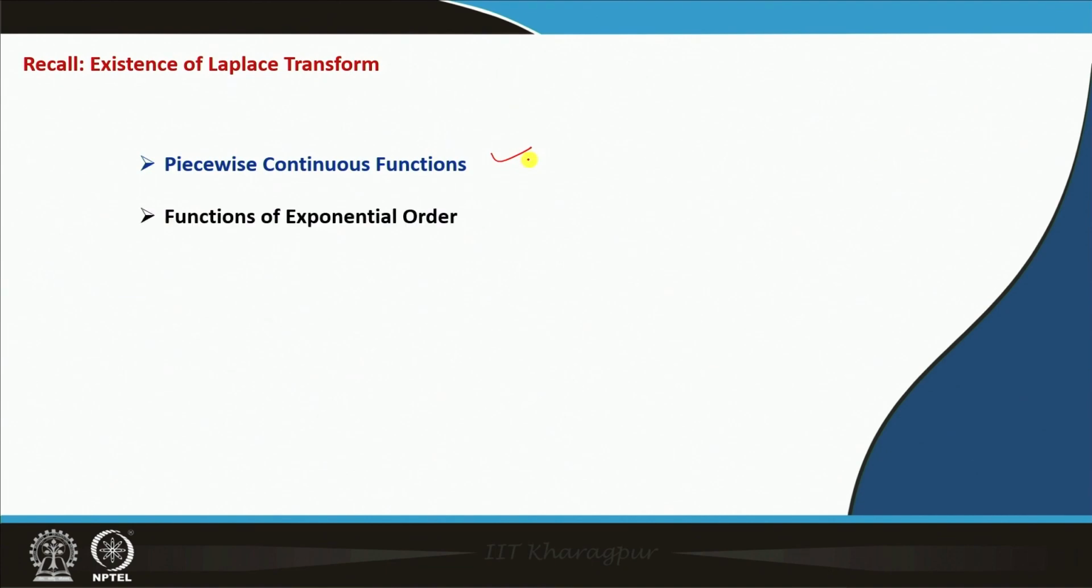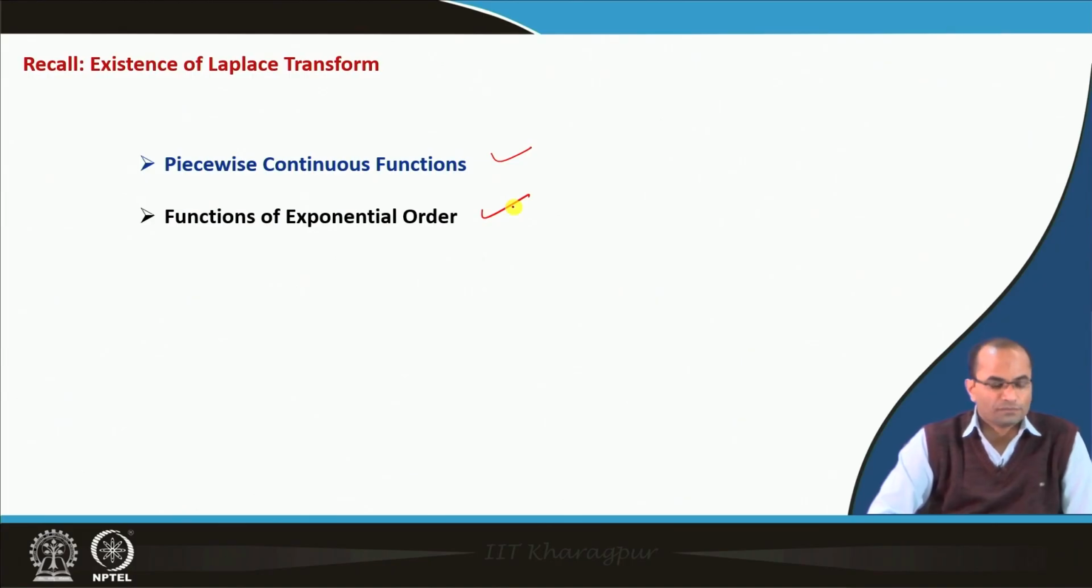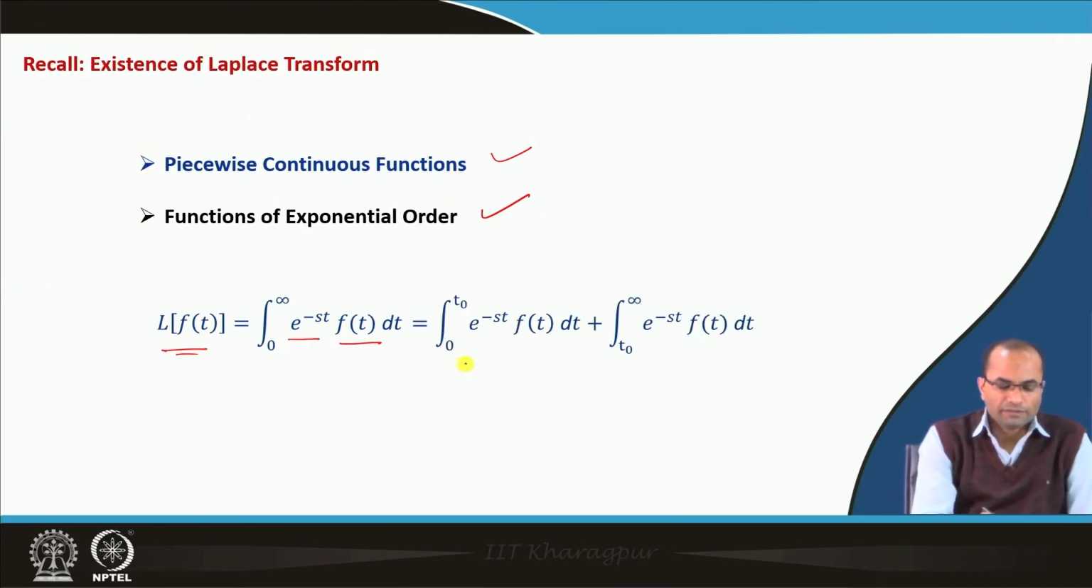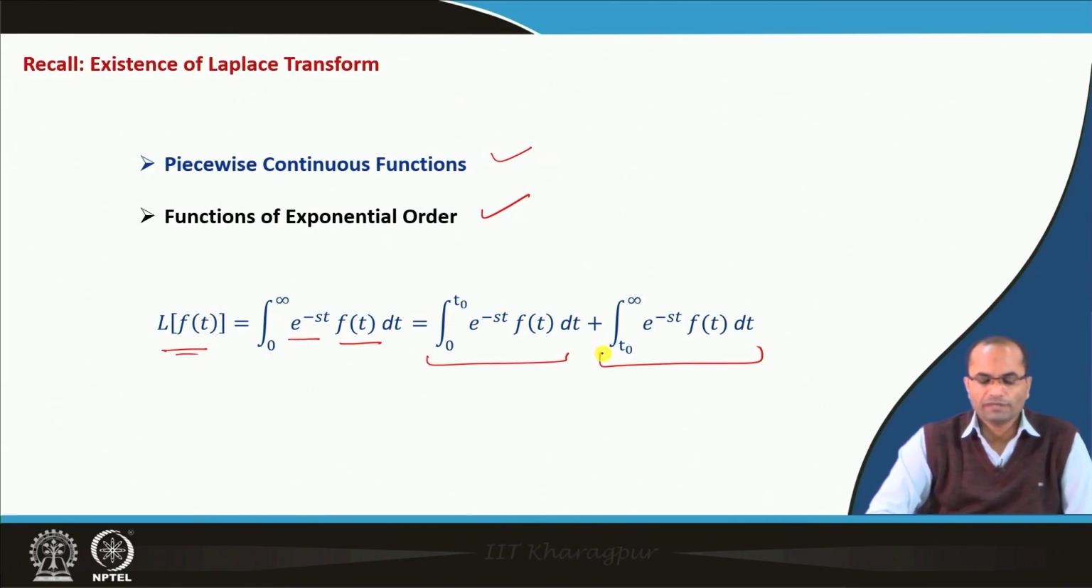Coming to the existence of the Laplace transform, which was the last lecture, we need a function which is piecewise continuous and of exponential order, and these two conditions were sufficient for the existence of the Laplace transform. The idea was we have the Laplace transform, the integral of e power minus st f(t) dt, and we break it into two parts: 0 to t naught, where t naught is some finite number, and t naught to infinity of e power minus st f(t) dt.